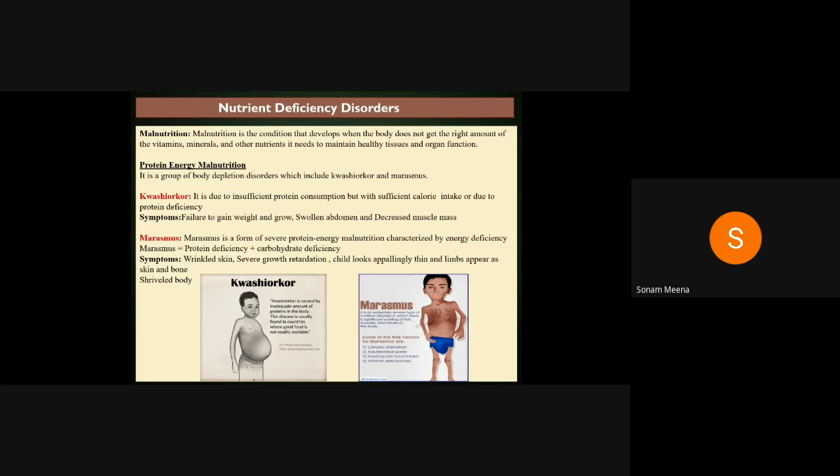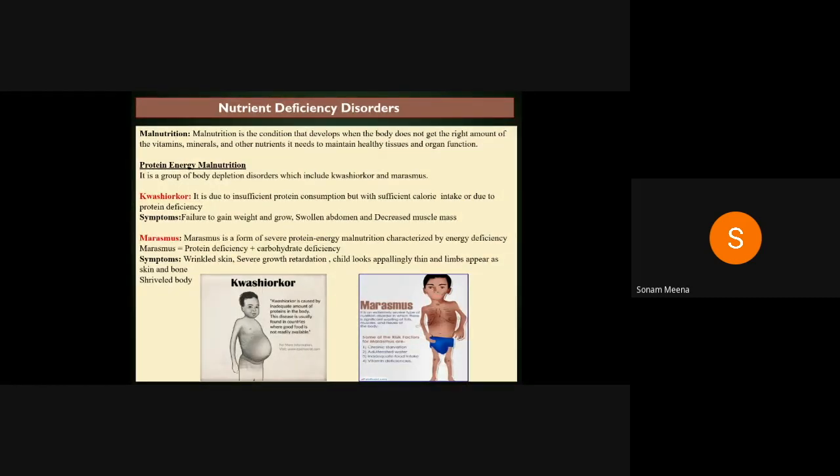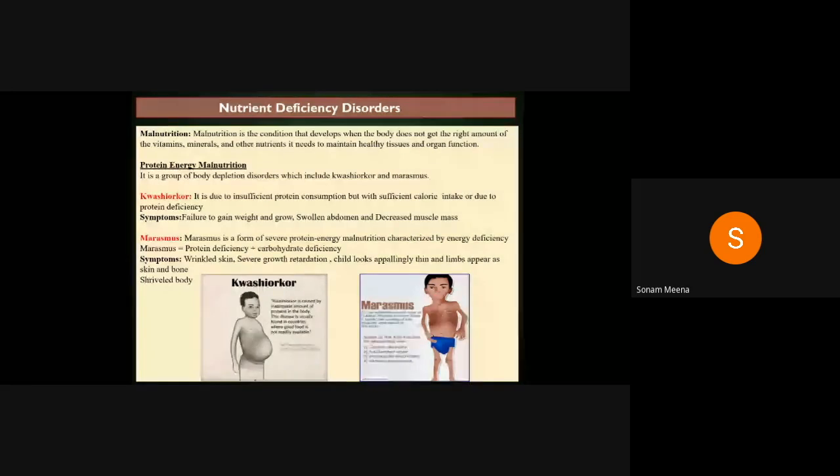In the figures, you can notice that kwashiorkor may cause symptoms like failure to gain and grow, swollen abdomen, and decreased muscle mass. For 2018 JRF, they asked whether kwashiorkor is caused by only protein deficiency or carbohydrate deficiency. It is caused only by protein deficiency, but marasmus is caused by both protein and carbohydrate deficiency.